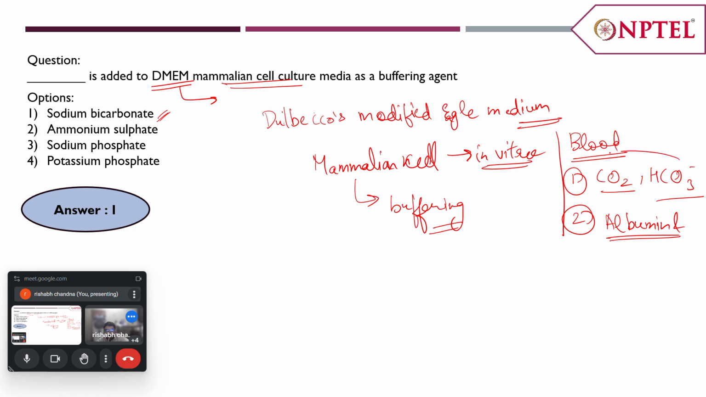So yes, this helps majorly in buffering inside our blood, and throughout the body. So whenever we are growing any mammalian cell in vitro, we use sodium bicarbonate, a form of the bicarbonate ions, so that it helps in buffering in that petri dish. That's why sodium bicarbonate is widely used as a buffering agent in any mammalian cell culture medium. So DMEM is widely used for growing the mammalian cells.